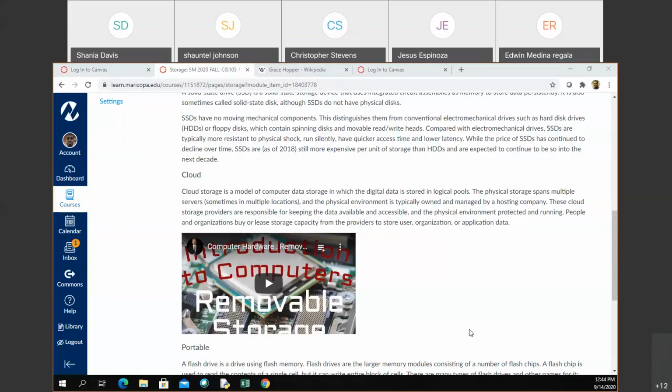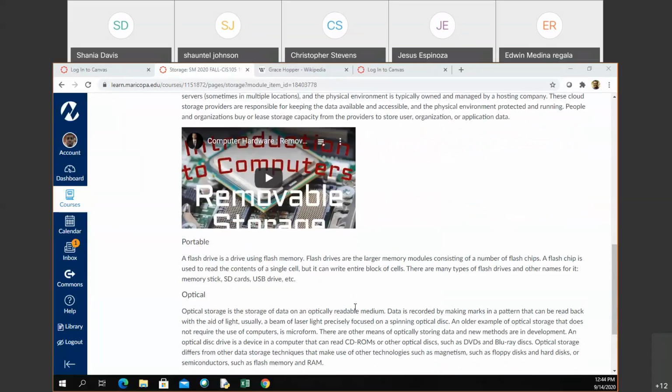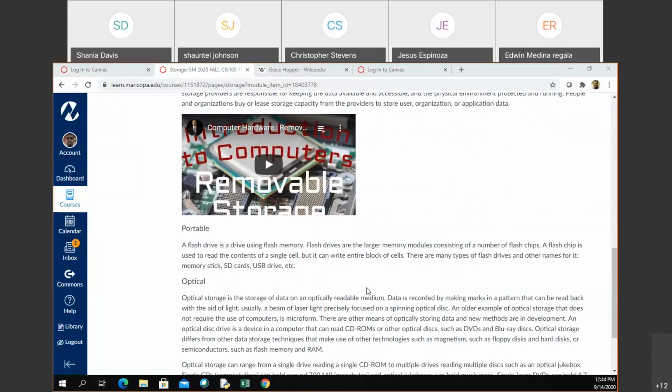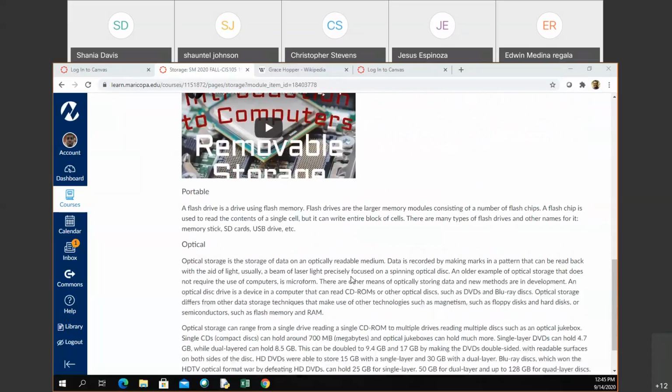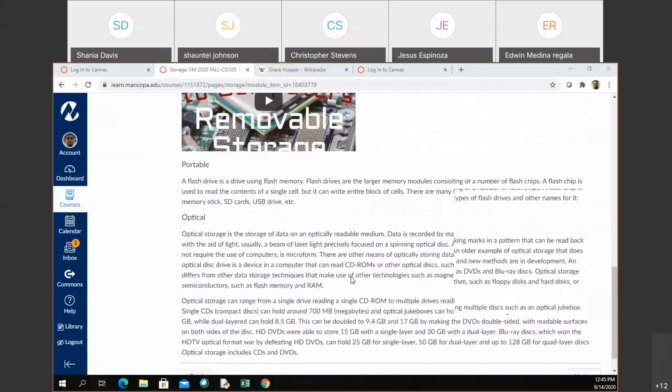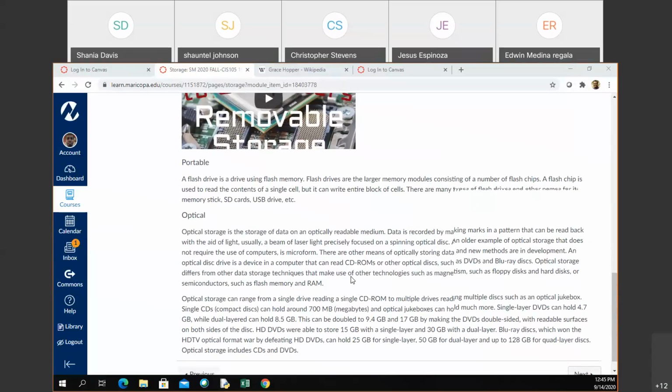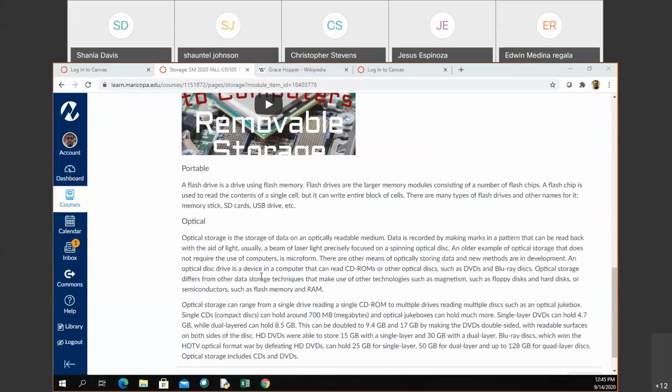So, of course, we have portable ones that we talked about, like the flash drive, USB, SD cards for cameras, or you use them on your computer too, or your PSP, like I used to use back in the day. We also have optical storage, which most people don't even think about when they think of storage devices. That's right, your CDs, your DVDs, your Blu-ray discs, all of those are storing data.